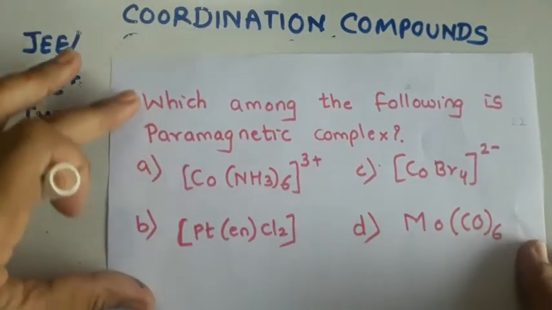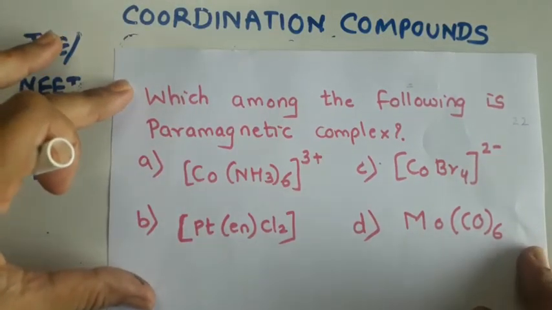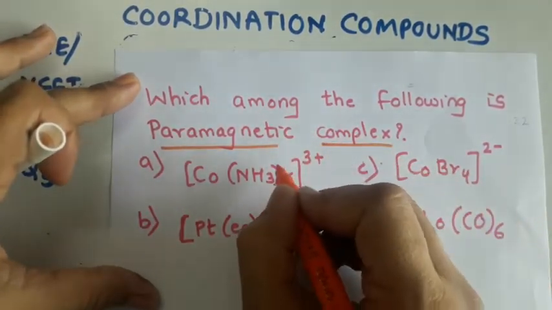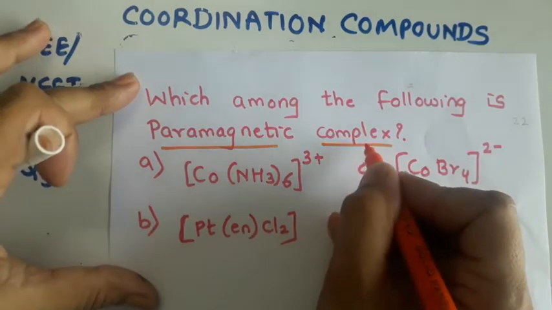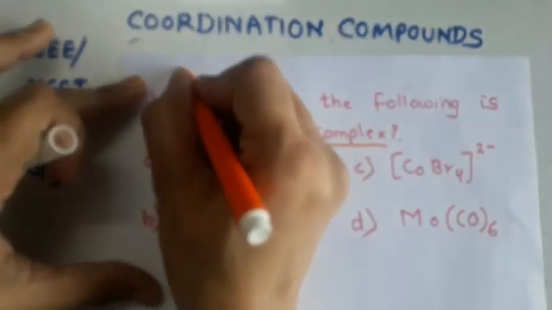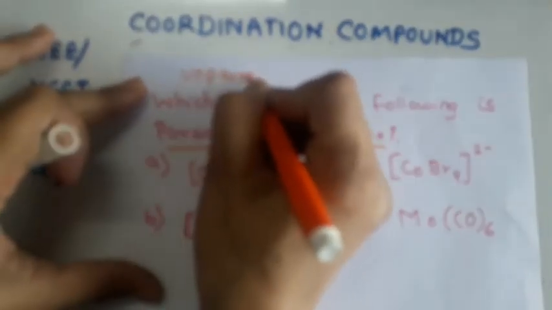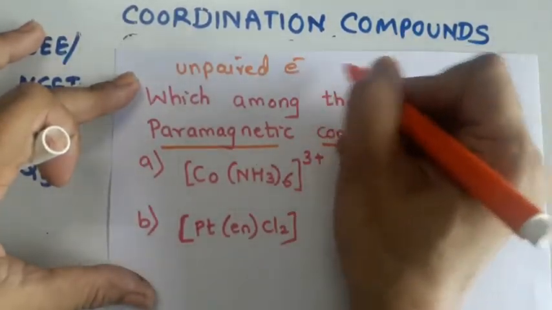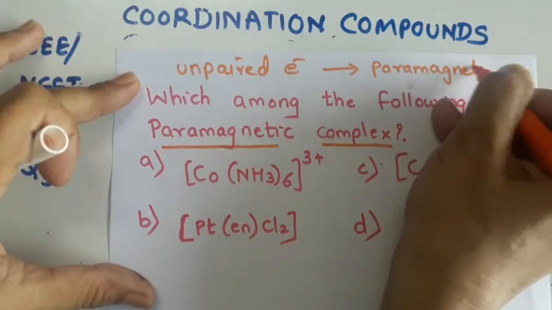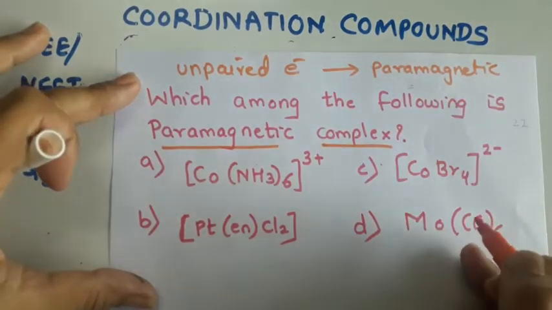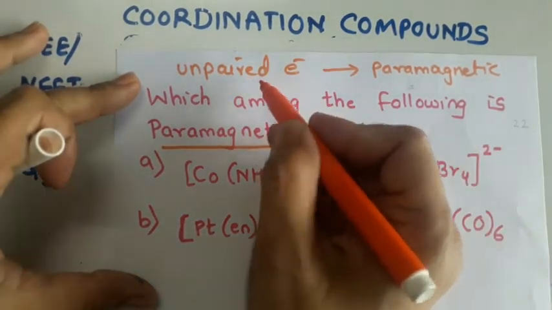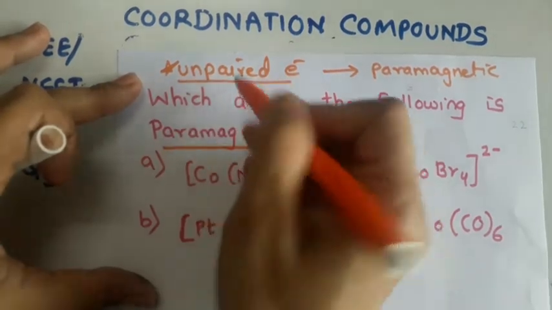Now the next question is, which amongst the following is a paramagnetic complex? Students, please remember, a paramagnetic complex is a complex which gets attracted when kept in a magnetic field. A complex is paramagnetic when it contains unpaired electrons. Okay, if an unpaired electron is present, it means the compound is going to be paramagnetic. So ultimately we have to find out in these compounds which compound has an unpaired electron. So our focus has to be on the unpaired electron.